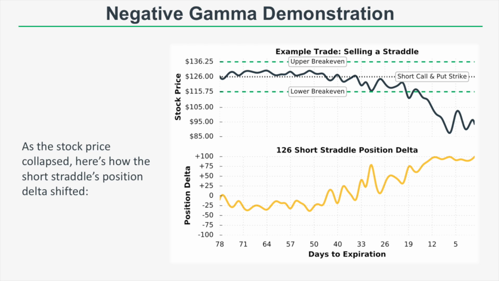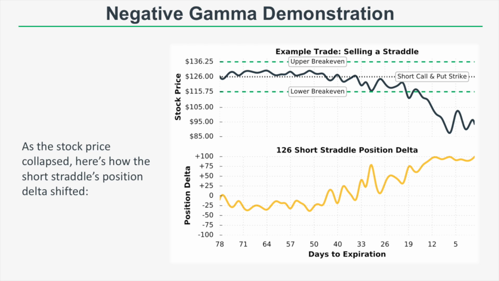However, as we can see, when the stock price started to sell off and was well below the lower break-even price of $115.75, we can see that the position delta was growing more and more positive, and that's because the short put's position delta was growing more towards plus 100, while the short call's position delta is approaching 0. So as the short put becomes deeper and deeper in the money, the short straddle position starts to act more like a long stock position.